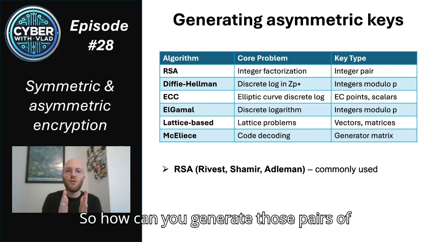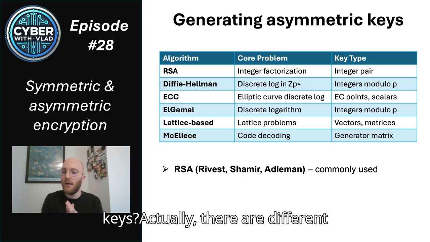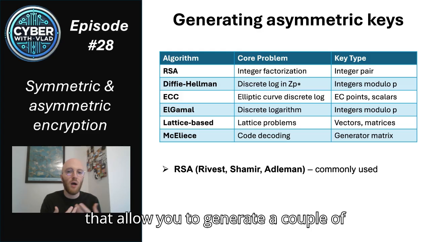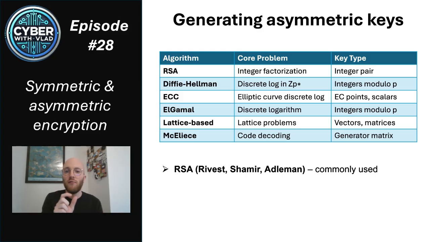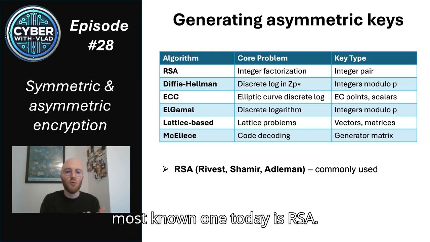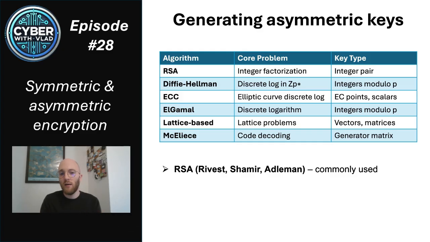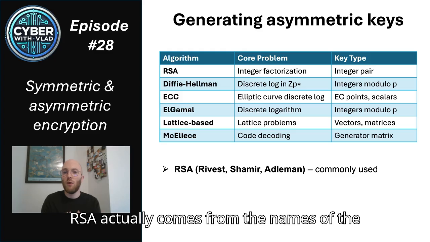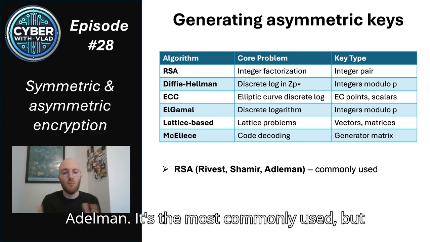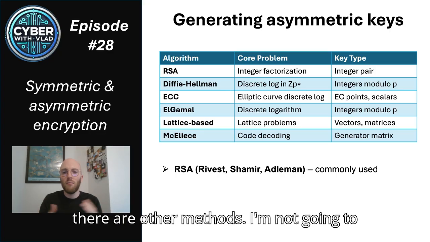So how can you generate those pairs of keys? Actually, there are different methods. There are different algorithms that allow you to generate a couple of cryptographic objects, so to speak. The most known one today is RSA. RSA comes from the names of the three inventors, Rivest, Shamir, and Adleman. It's the most commonly used, but there are other methods.